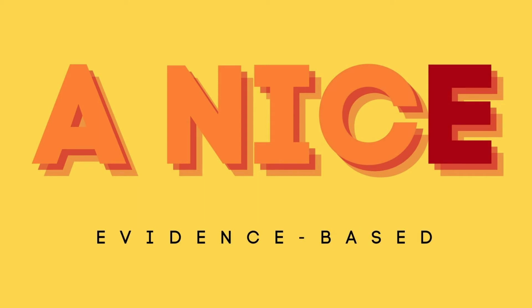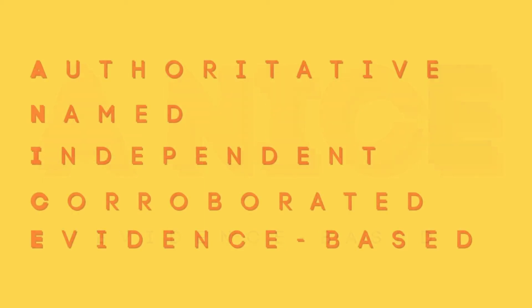Lastly, E stands for evidence-based, specifically empirical evidence-based. We've discussed empirical evidence in our first episode as information that verifies facts, which are in turn data that corresponds to reality and can be tested. In summary, a nice source is a source that is authoritative, named, independent, corroborated, and evidence-based. This is the method that will help you immediately recognize misleading content.